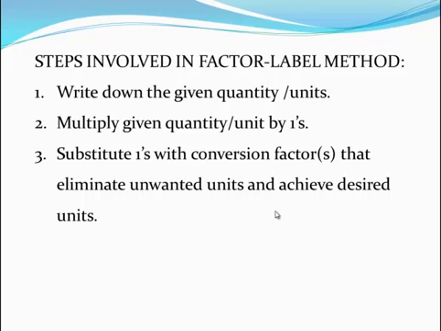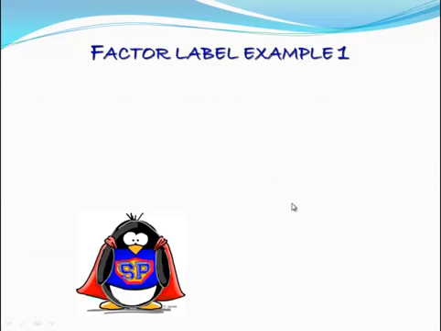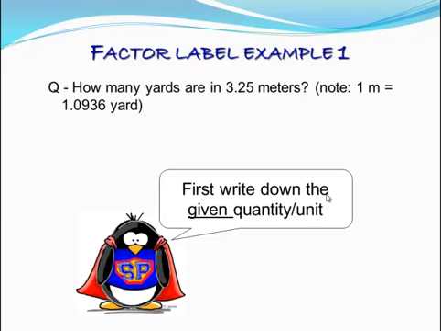And that's the one you use to eliminate unwanted units and achieve desired units. Then after you double check with the units canceling each other and finally arrive at your desired unit, you can complete the math. Here I use SB, so I call it the super penguin to highlight the approach. So the question would be, how many yards are in 3.25 meters, and note 1 meter equals 1.0936 yard.